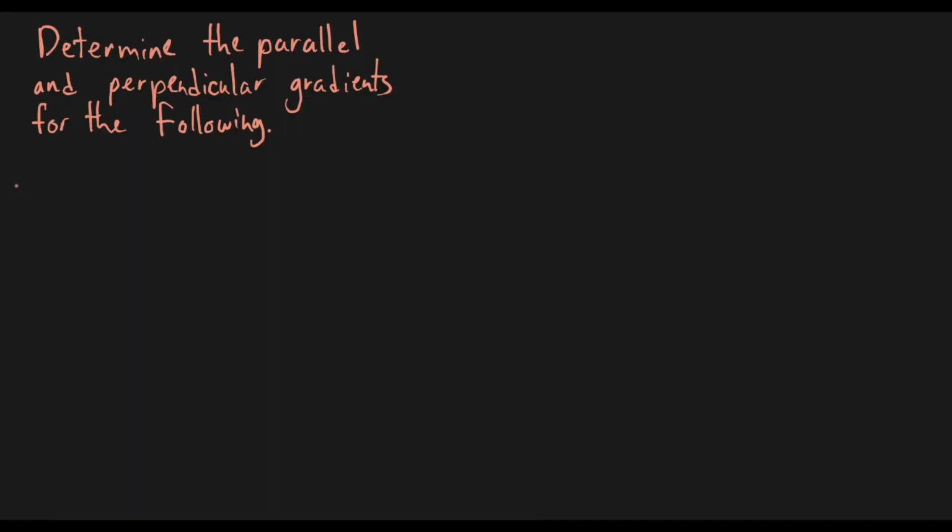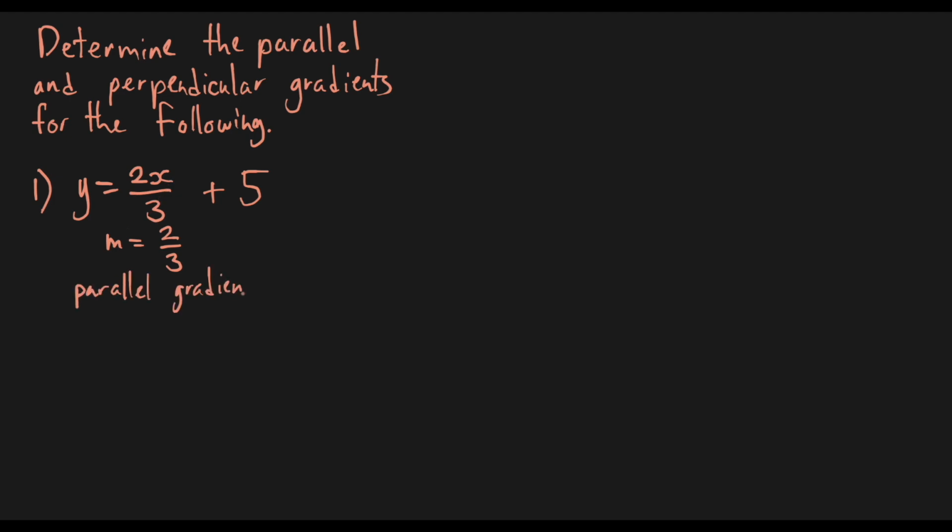Okay, so say for instance with this one, I had y is equal to 2x over 3 plus 5. Now this gradient is equal to 2 over 3. That's the coefficient next to the x, which is 2 over 3. So a parallel gradient would be equal to the same thing. Remember, when gradients are parallel, they are equal. So then it's going to be 2 over 3.